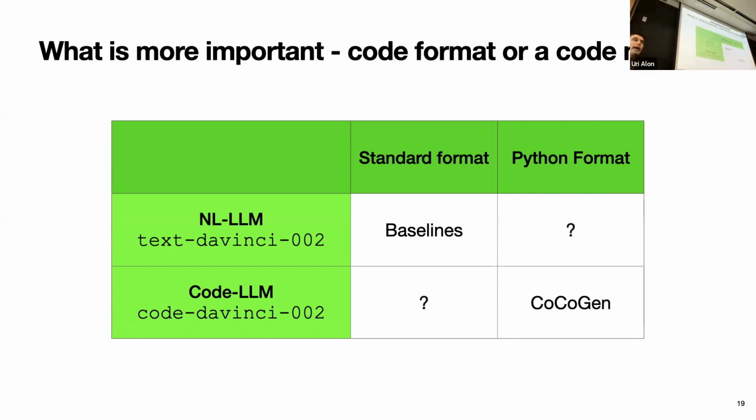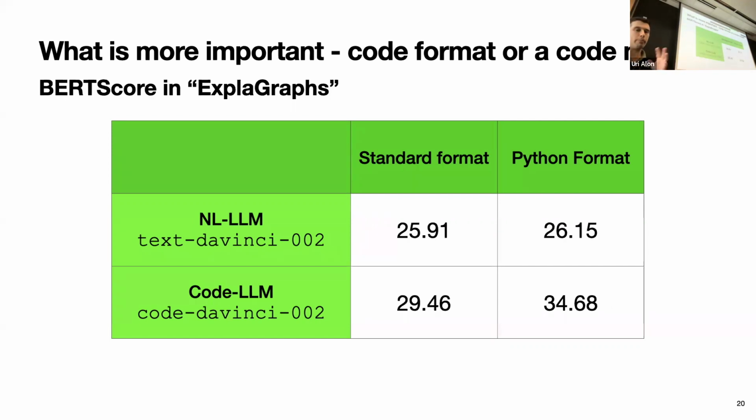But this raises the question of what happens in the remaining cells, right? So here are the results, the BERT score results on one of the tasks. And what we can see here is that if we stay with the Text Da Vinci model, but we just change the format, the increase in accuracy is very minor. If we stick to the standard format of a list of edges, but just change the underlying model, there is an improvement of 3.5 points.